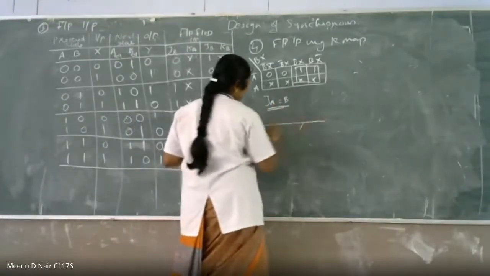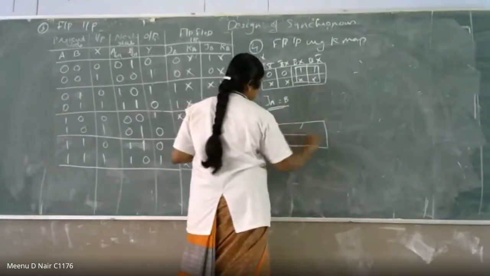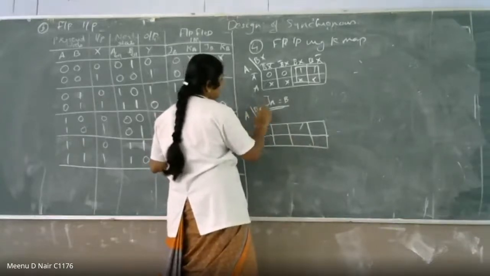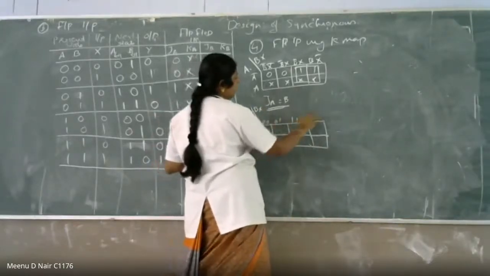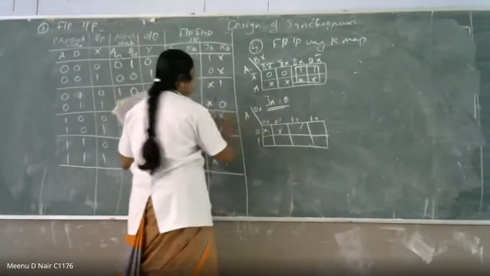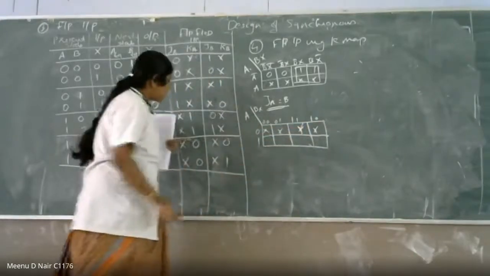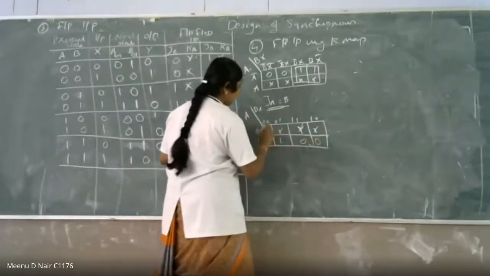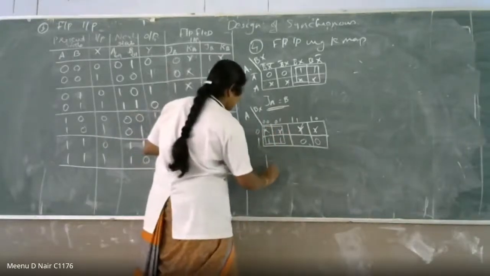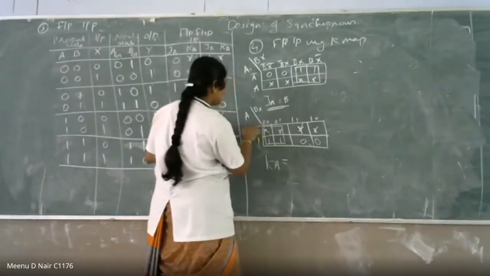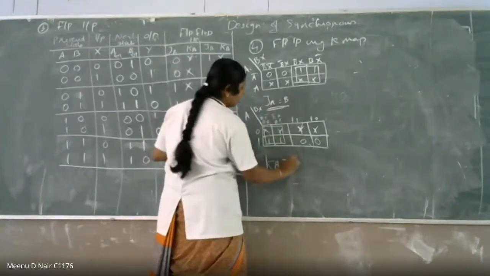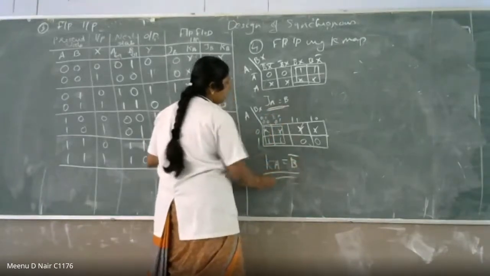Then what is the second one? For KA, this is A, BX. I'll put it as 0, 0, 0, 1, 1, 1, 1, 0, 0, 1. So what is KA? X, X, X, X, then 1, 1, 0, 0, 1, 1, 0, 0. What is common here? This is B bar X bar, this is B bar X. So what is common here? B bar. KA is equal to B bar.